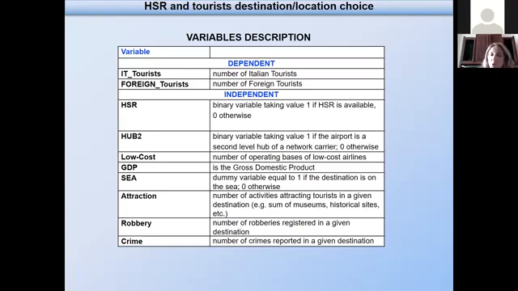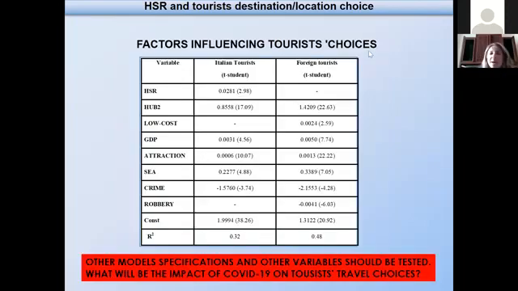I'm afraid robbery and crime, of course, are factors that influence a tourist negatively. If a destination is famous for its crimes, that is, of course, a negative parameter. So what came out from my analysis is that Italian tourists were affected by the presence of high-speed rail. Foreign tourists were not, of course, because they came by plane, but they use high-speed rail for reaching the different destinations in Italy. So what is the sign of alarm in this topic?